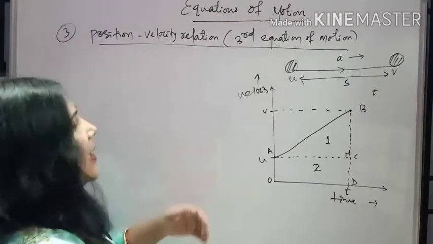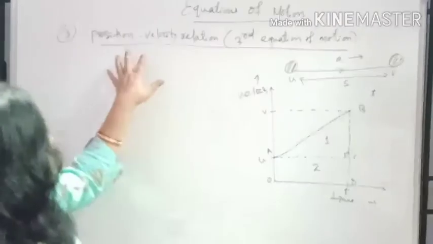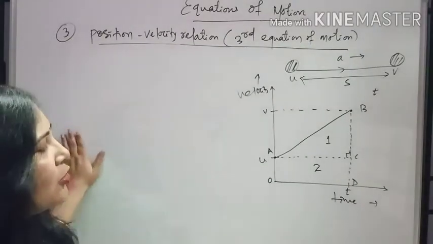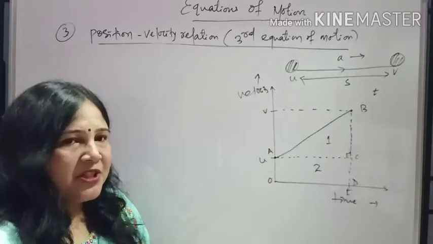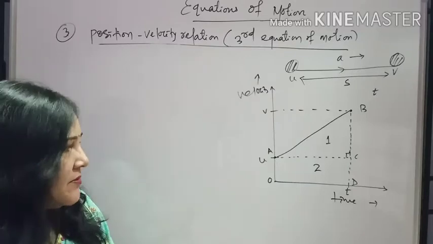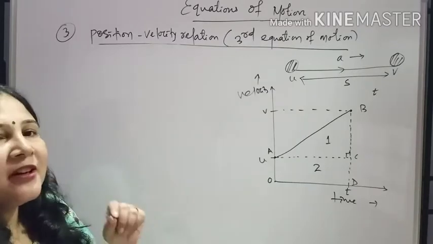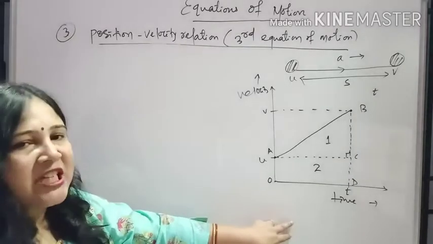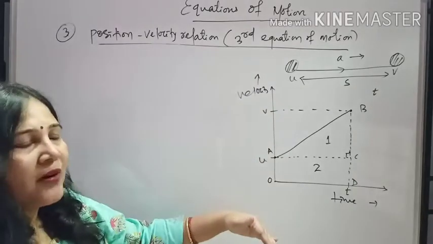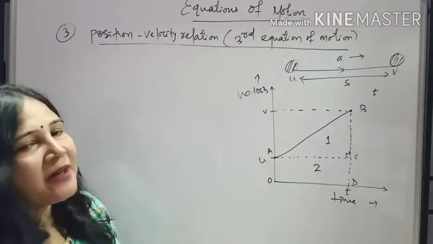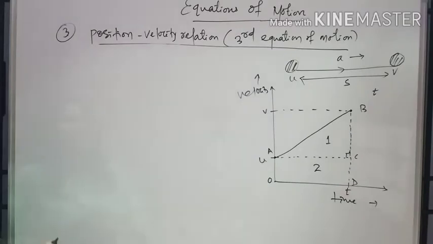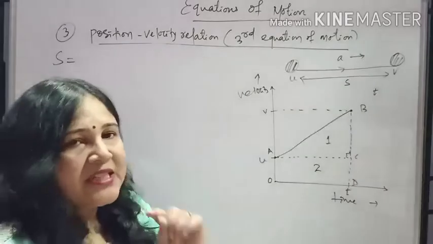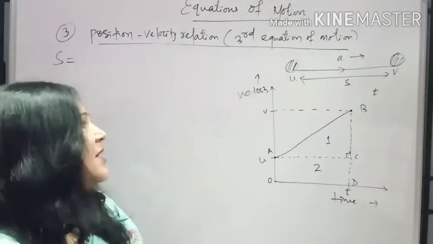Now you see what we are finding here: the relation between the position and velocity. So how do we find the distance covered in the time t? The last video I also told you that when we find the distance covered, or the magnitude of the displacement, from the velocity time graph, we have to find the area below that graph. The same thing we'll do here. Write S, which stands for the distance covered, or the magnitude of the displacement covered.